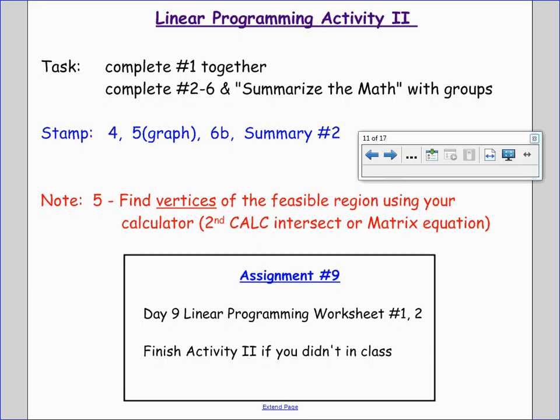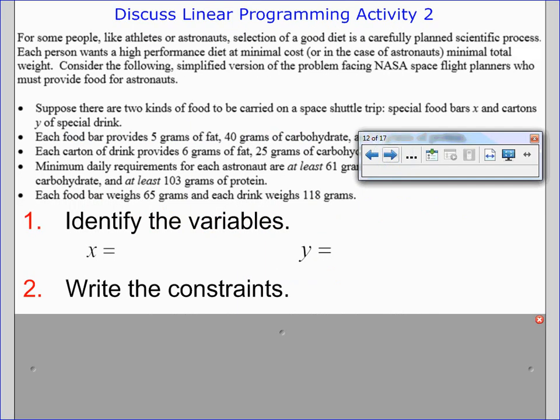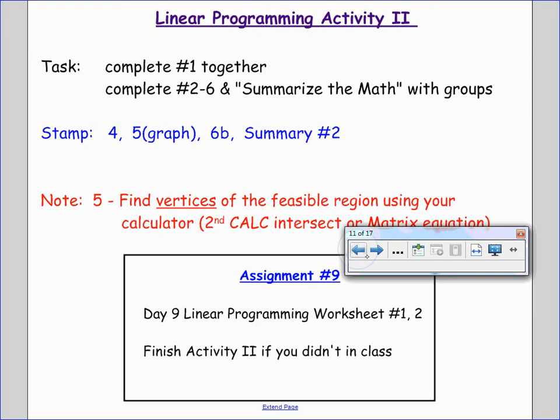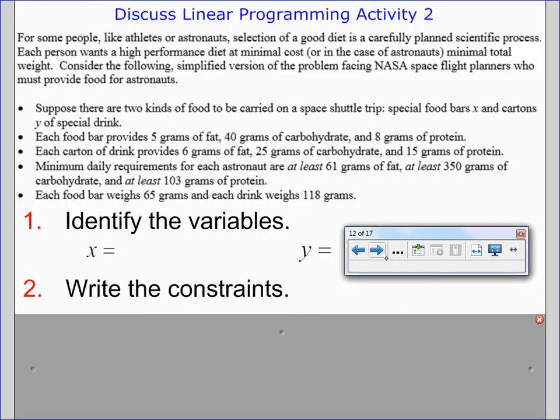Questions about what the day is going to look like? Okay, then let's go ahead and take a look at our linear programming activity 2. And I'm going to pause the recording now.